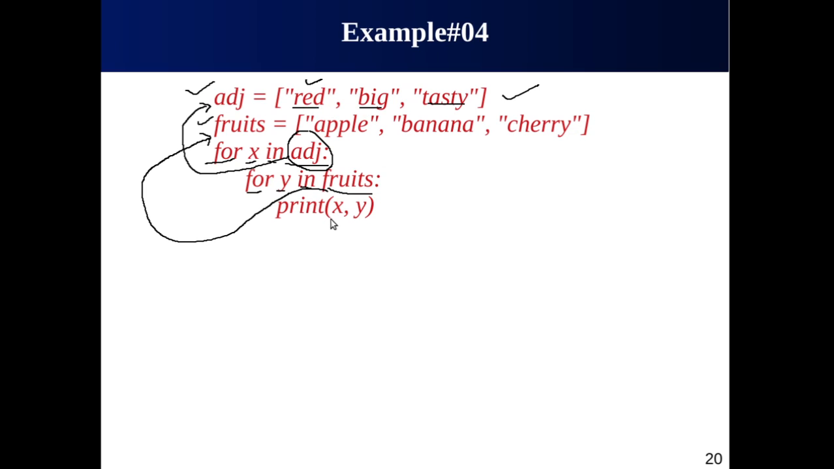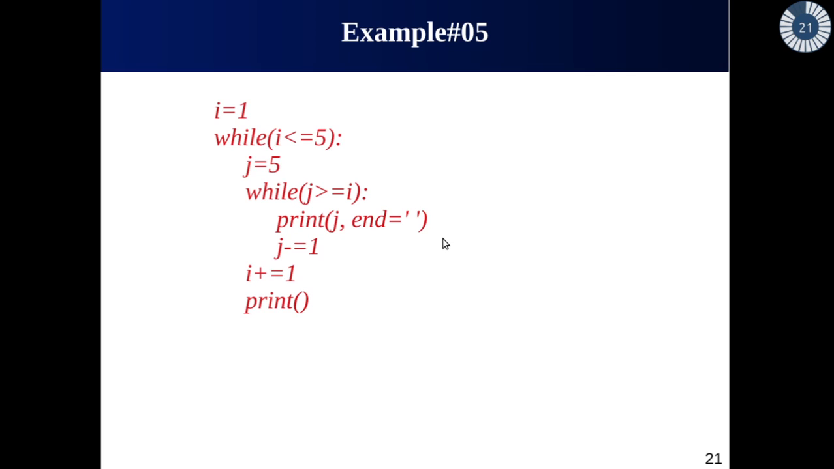Once you run this program, xy, it will print red apple, red cherry, and then big apple, big banana, and tasty apple, tasty banana. This is how the execution happens. In this program, okay guys, I will also do the practical implementation of these programs in the practical week. So just try to understand that here we are only focusing on the theoretical aspect.